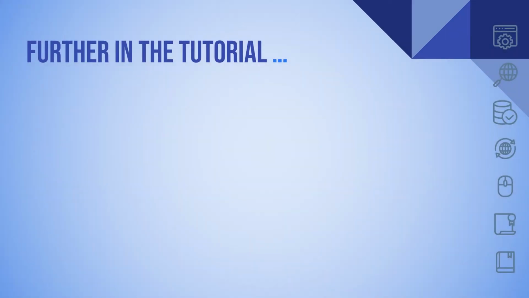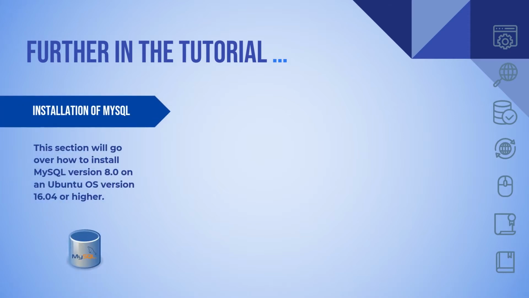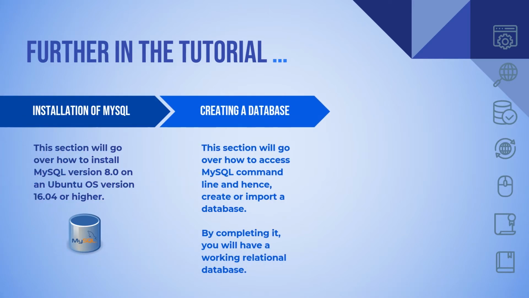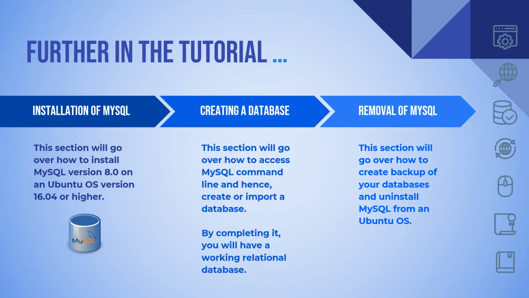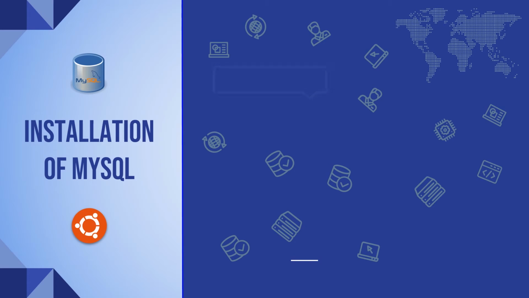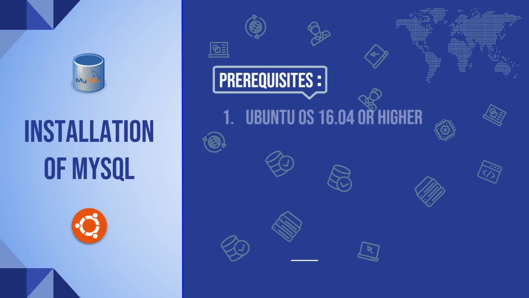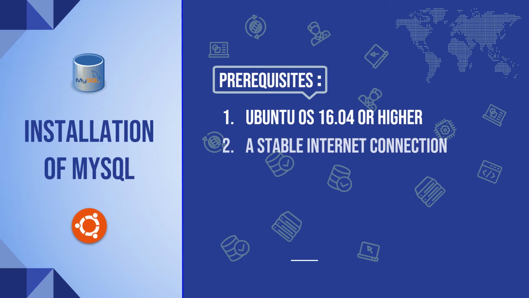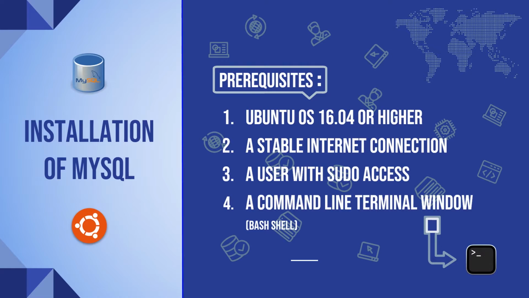In this tutorial, you will learn how to install the latest version of MySQL on an Ubuntu operating system, how to create, import or export a database, and also how to uninstall MySQL from your system. In order to install MySQL, you will need an Ubuntu operating system version 16.04 or higher, a stable internet connection, a user with sudo privileges, and a command line terminal shell.